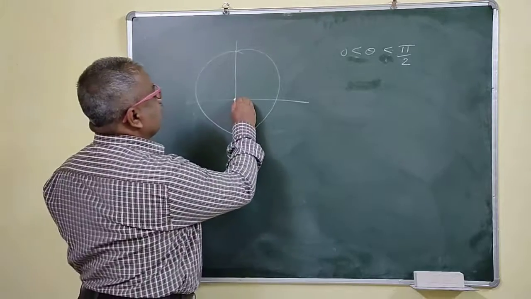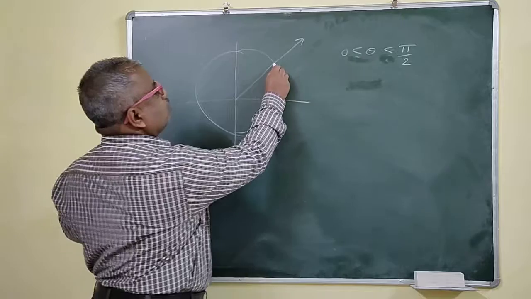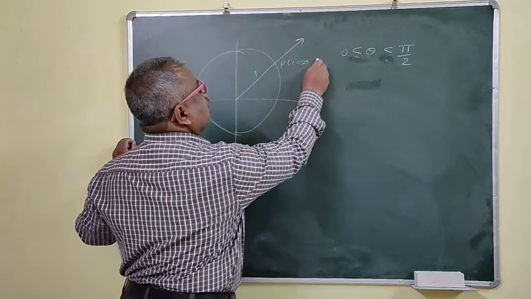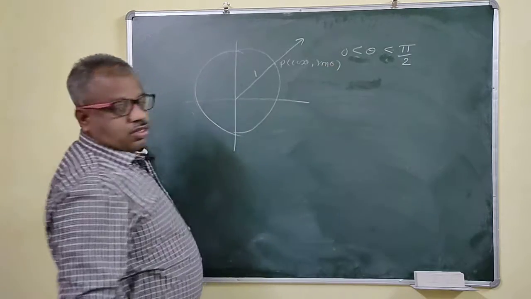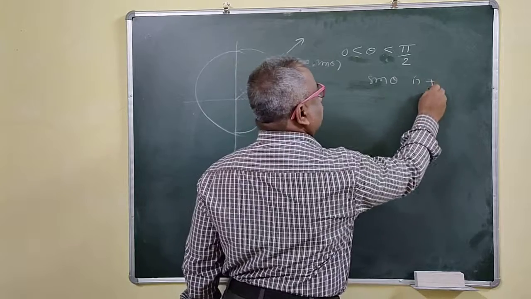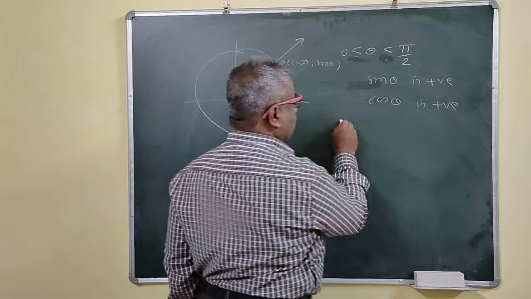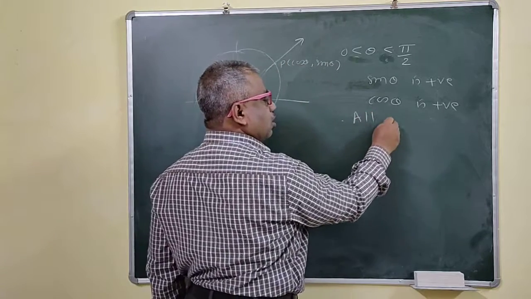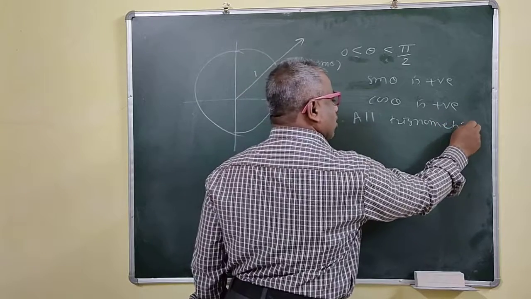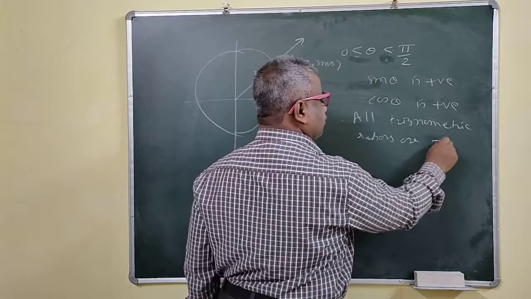Then your terminal arm will intersect the circle here. This is P, and the radius is 1. So this is cos theta, sin theta. Here sin theta is positive and cos theta is positive. That means all trigonometric ratios are positive.